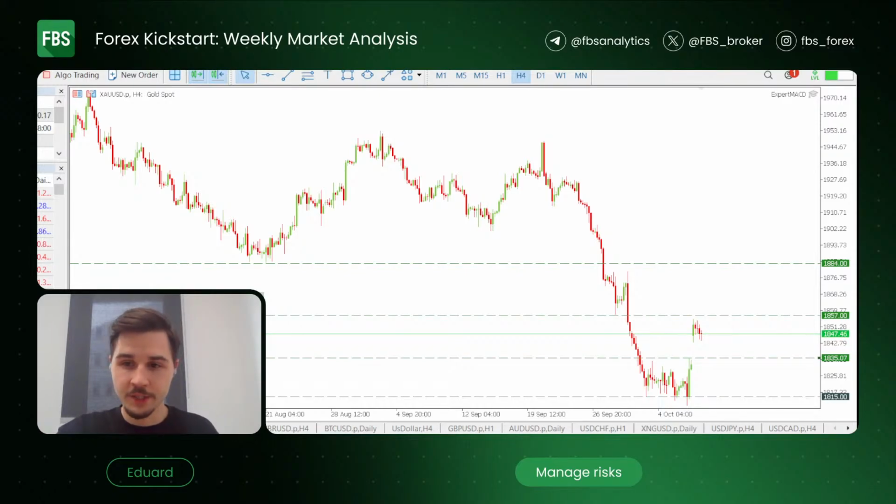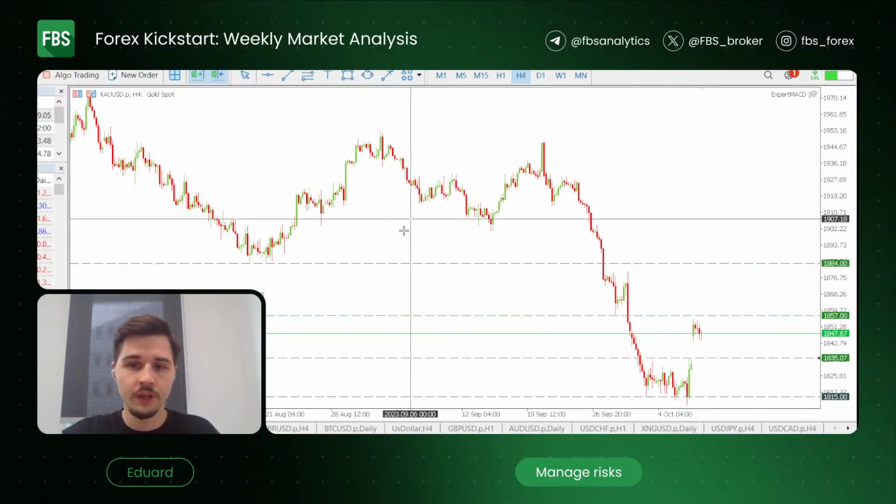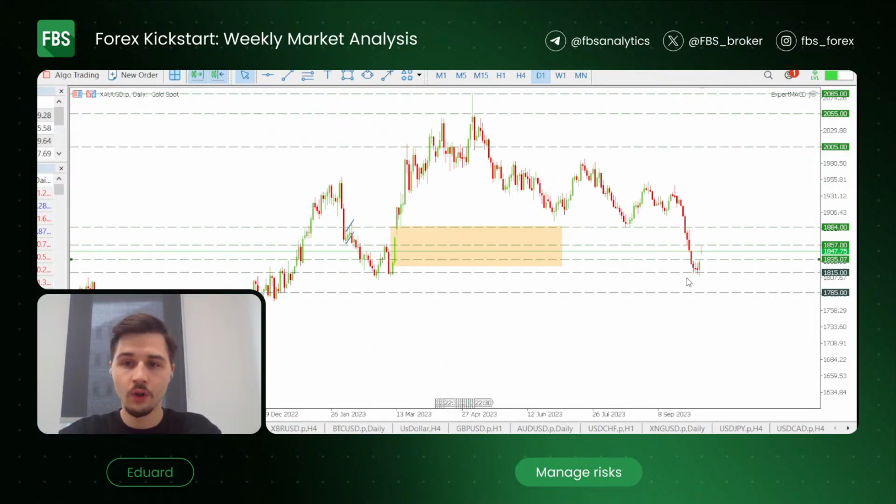Yeah, that's much better. So okay, gold will probably try to close this gap before moving elsewhere. Also, just like with EURUSD, the trend is clearly bearish. I was expecting gold to break through this wedge over there. I think you can see it.